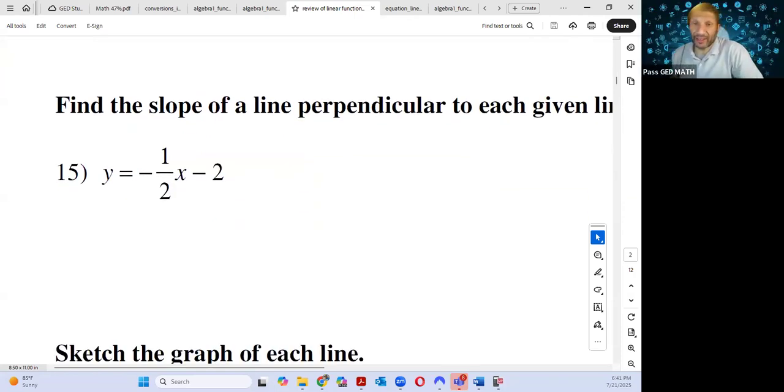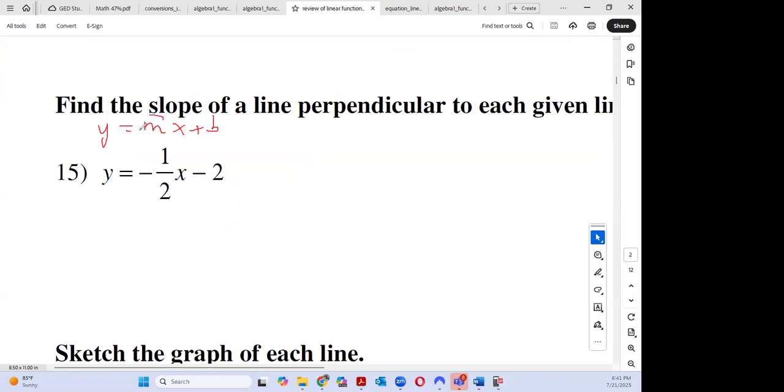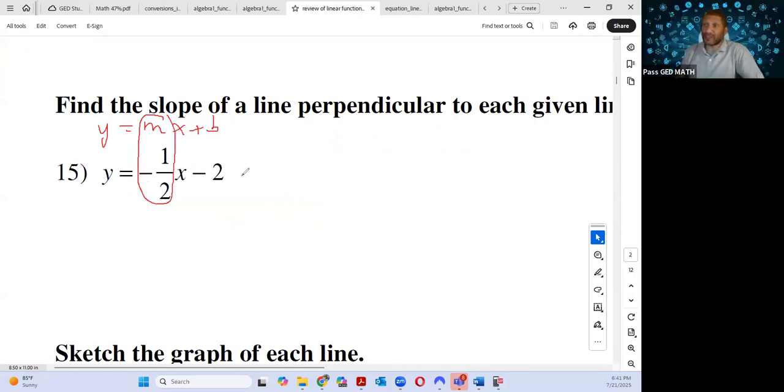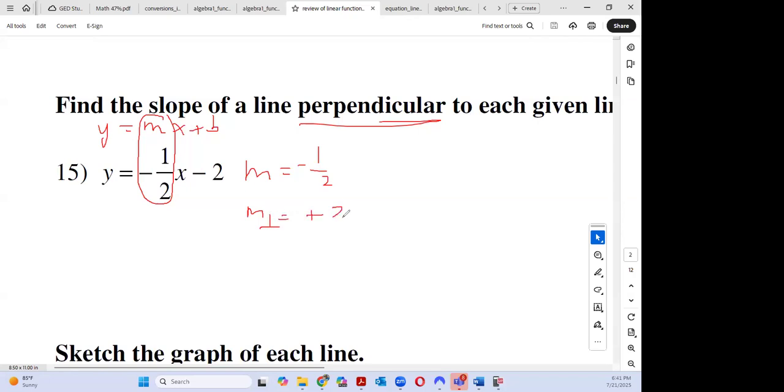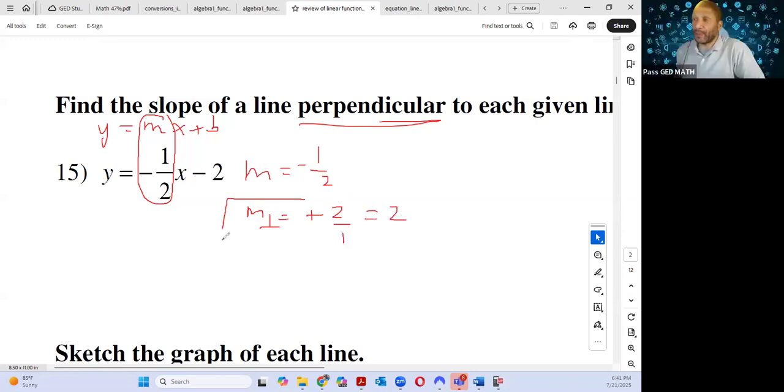Find the slope of the perpendicular. This is slope-intercept form, y equals mx plus b. I can easily find my slope from slope-intercept form. Whatever's in front of my x is my slope. So my slope is -1/2. But they want the slope of the perpendicular. Change my sign and flip. So my slope of the perpendicular is 2. All of these concepts are related.